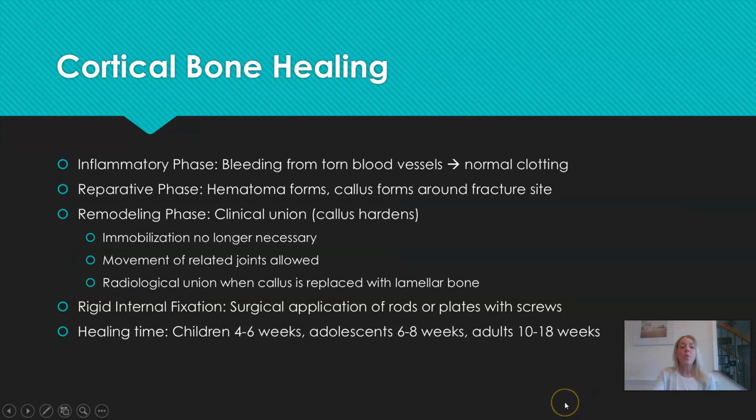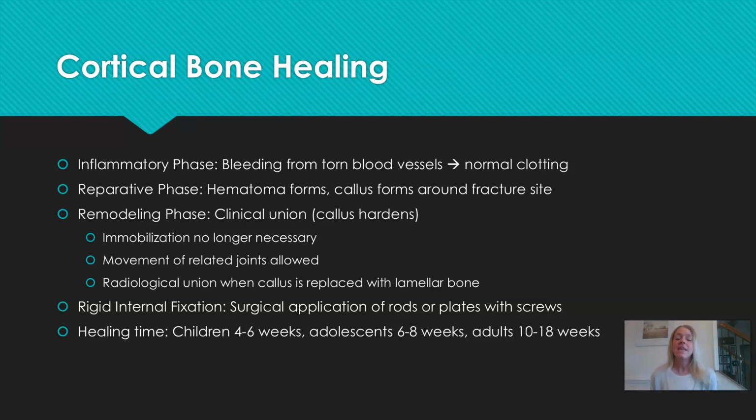As far as cortical bone healing, again, we're going to have the inflammatory phase. So again, you do often see bleeding that occurs, so you may see bruising in the surrounding area. That will eventually clot off and then get into the reparative phase, where the hematoma is going to form and a callus forms around the fracture site. A callus, if you don't know, is visible on x-ray. When you look at an x-ray of a healing bone, a callus looks like a white sort of cloud around the open fracture. And that is a good sign. We want that to happen because that's a sign that the bone is starting to heal and grow together.